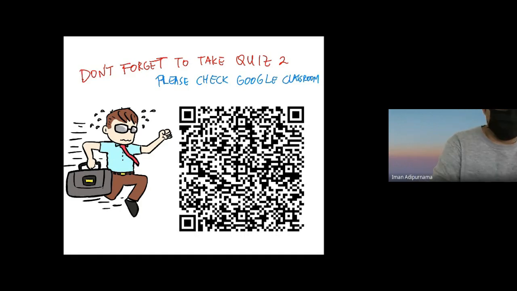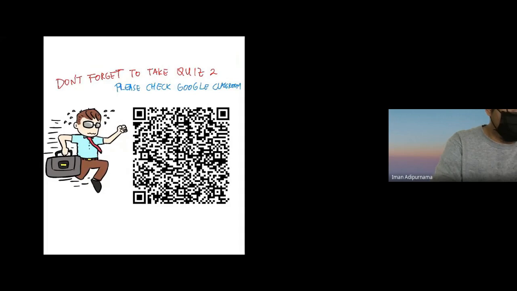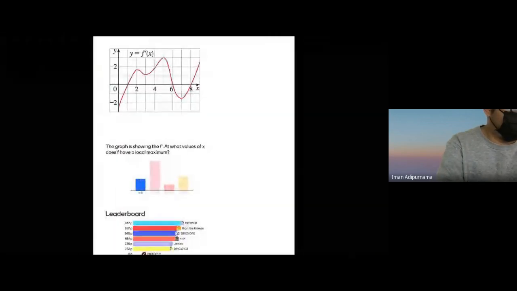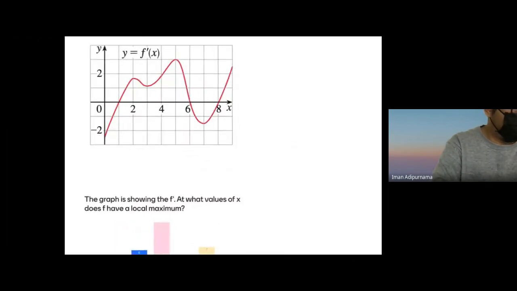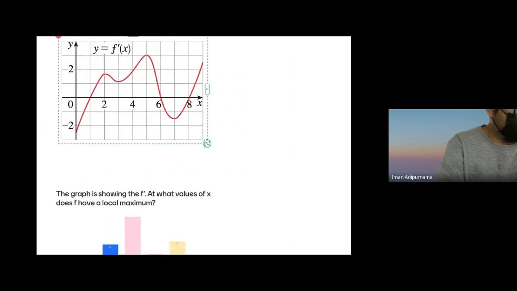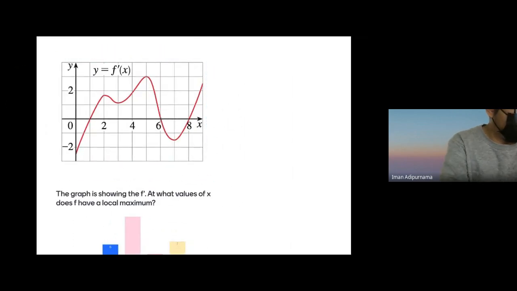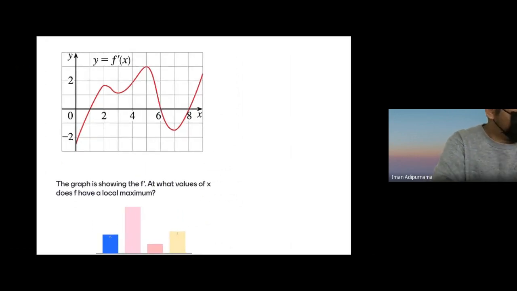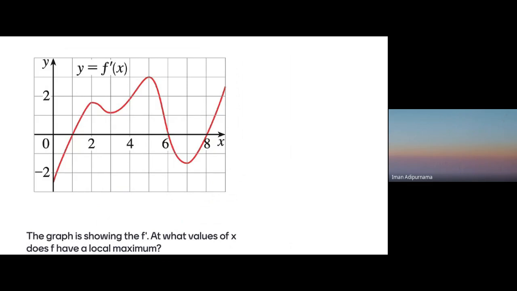Okay, let me start the course. Let me start from the feedback. You are given this graph, and first look carefully here. The graph is showing the f prime. So this is important. This is f prime, not f. That's the key. The question is asking what values of x does f have for a local max.